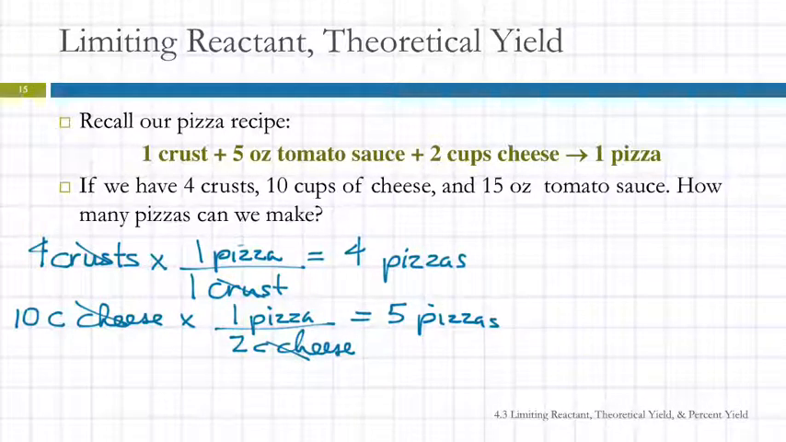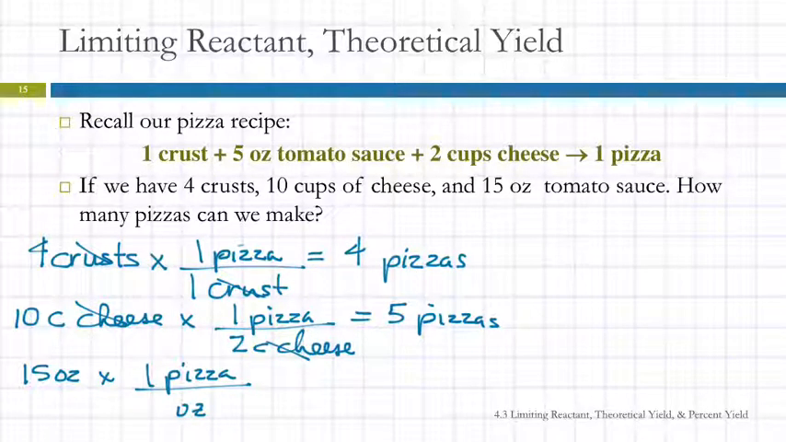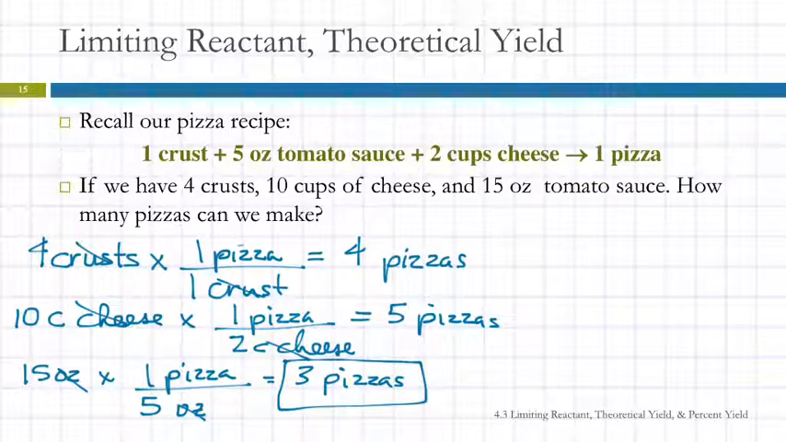And then the sauce, 15 ounces of sauce. And we get 1 pizza out of how many ounces? 5. So it takes 5 ounces of tomato sauce. So these units are going to cancel out, and that's going to give us 3 pizzas. So how many pizzas can we make? 3. We can only make 3. We have enough crusts for 4, we have enough cheese for 5, but we can only make 3 because we run out of sauce. Does that make sense?